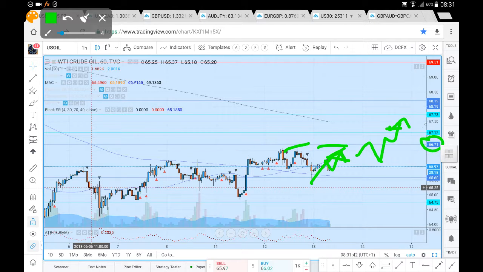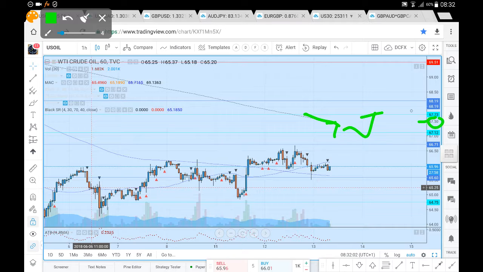Failing to hold as resistance, we're then looking for a move up towards that 67.12. Successful break, from which we're then looking for a move up towards that 67.73. And if there is sufficient volatility to the upside, we're looking for a move up towards that 68.19. Now, we do have to be aware of the 67.50, and we do have the added confluence of the 400 period moving average. But those are the levels that we are looking at here to the upside.